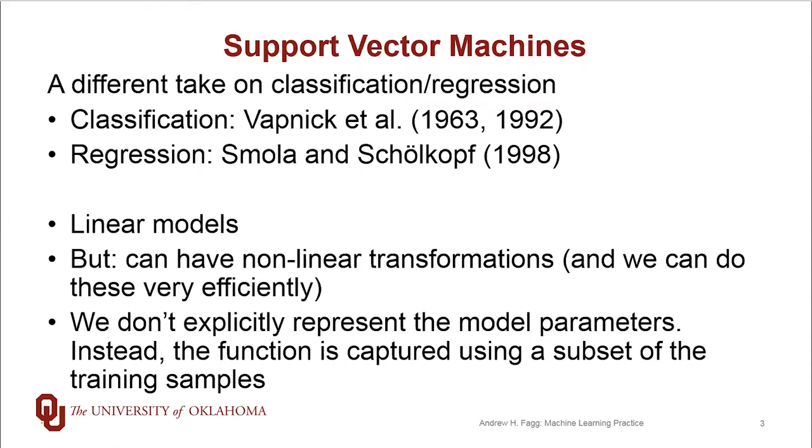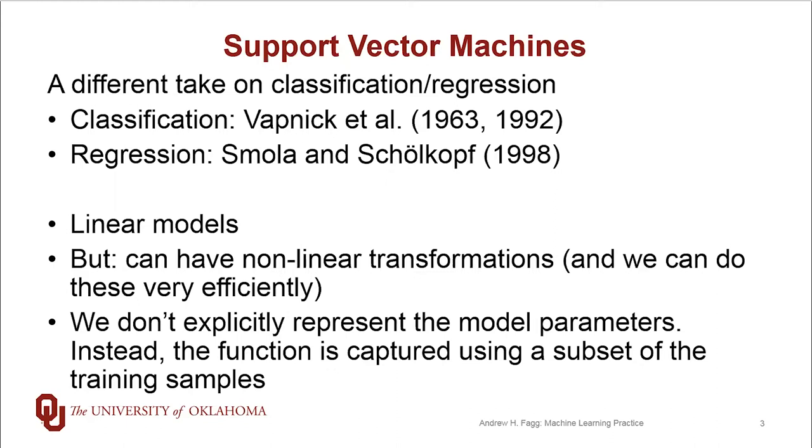Support vector machines are fundamentally linear models. But as we've already seen, we can add nonlinear pre-processing to our feature sets and then use our linear techniques to do our classification or our regression, and yet still have something that looks like nonlinear types of models.